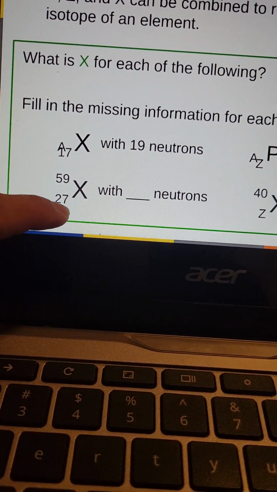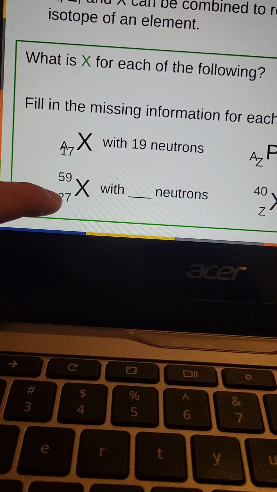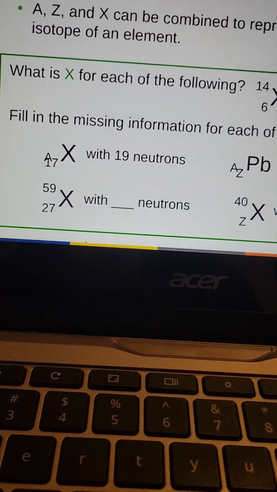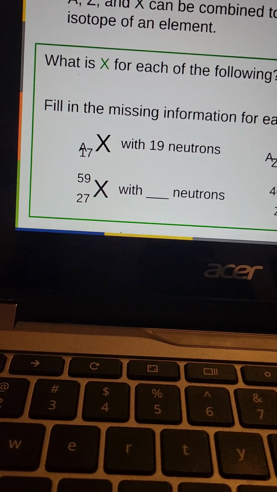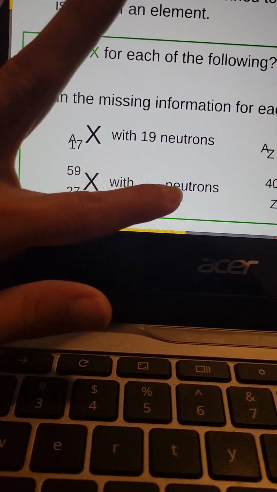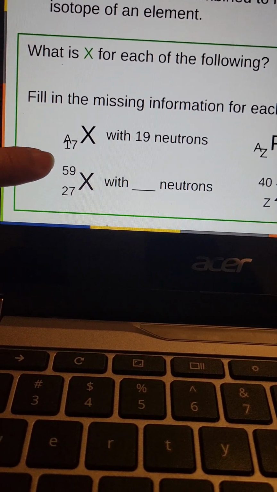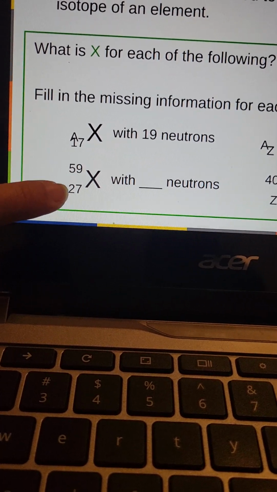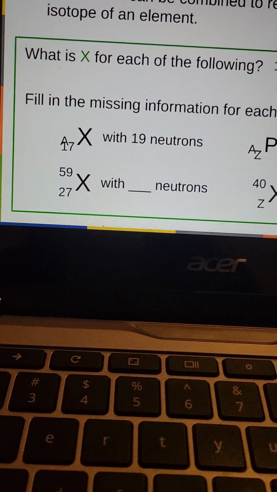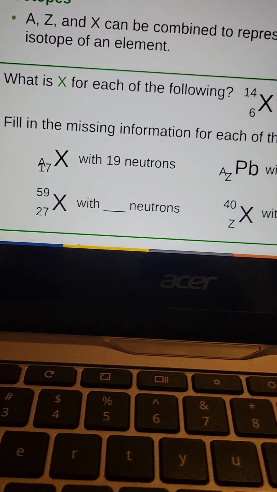This one, we'd look up what number 27 is on the table. That would tell us what element it is, because that's its atomic number. And then to get the number of neutrons, if this is protons plus neutrons, this is just protons. If we subtract those two, that will give us our number of neutrons.